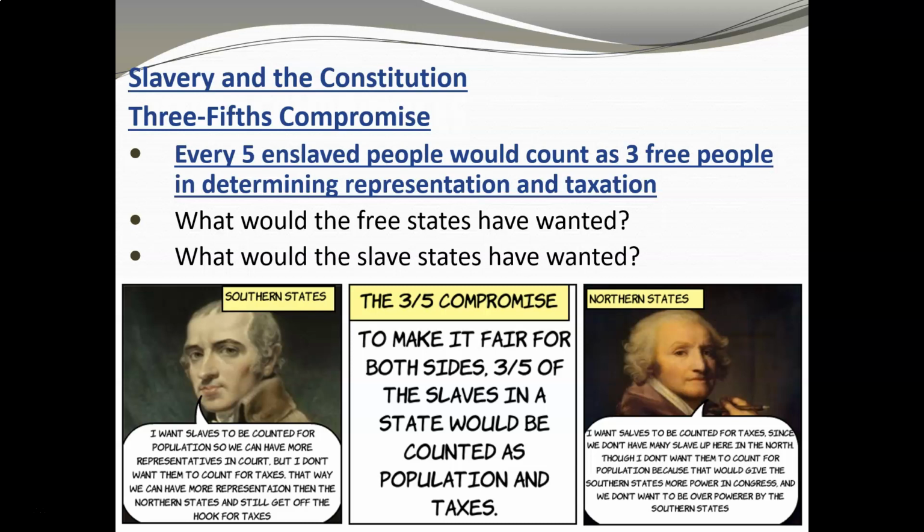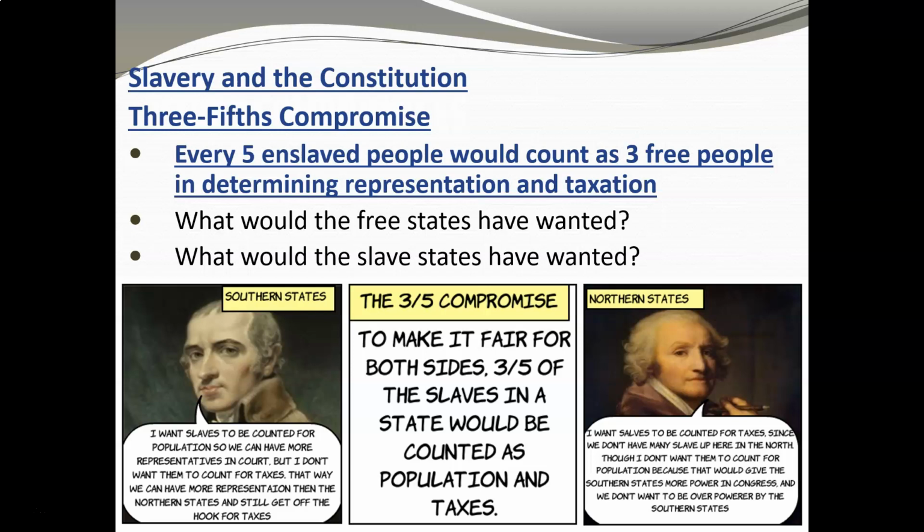And it said that for every 5 enslaved people, they would count as 3 free people in determining representation and taxation. The reason for this was that free states wanted the slaves to count towards taxes because it would have hurt the southern states and their economies, and would have hurt the slave trade.